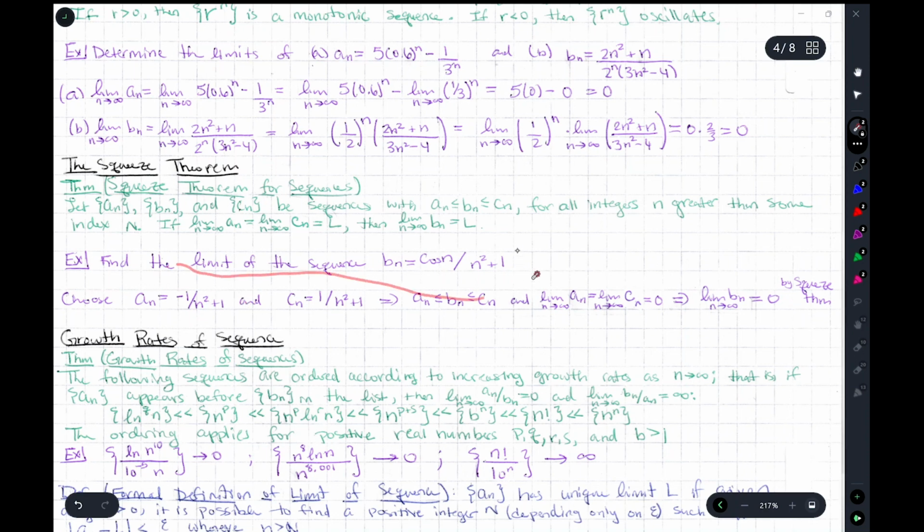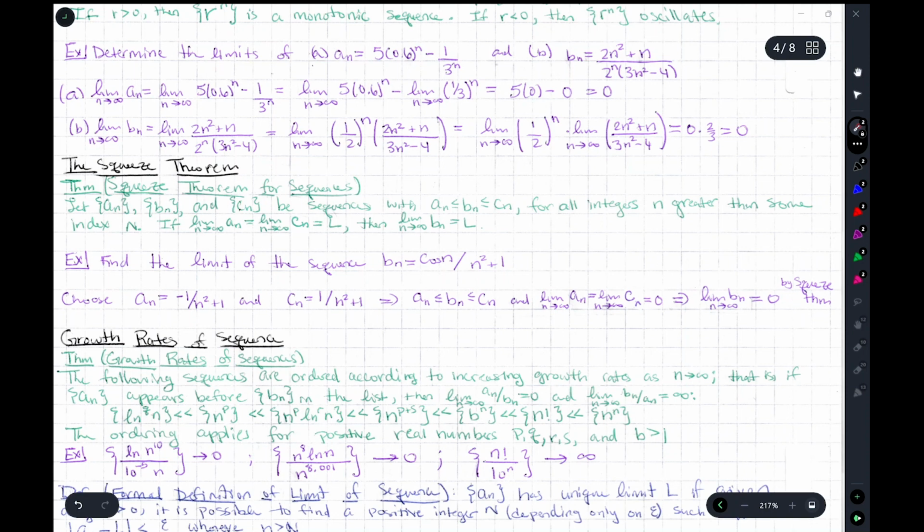Find the limit of the sequence b sub n equals cosine n over n squared plus 1. Now again, with cosine n you'd expect some oscillatory behavior, but what do we know about cosine n? Well, no matter what, cosine n is going to be greater than or equal to minus 1. It attains that value at cosine of pi. And it's going to be less than or equal to 1. It attains that value at 0.